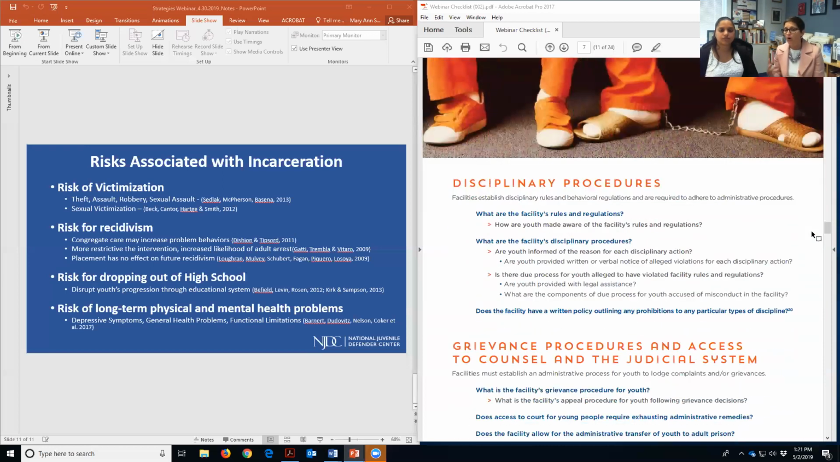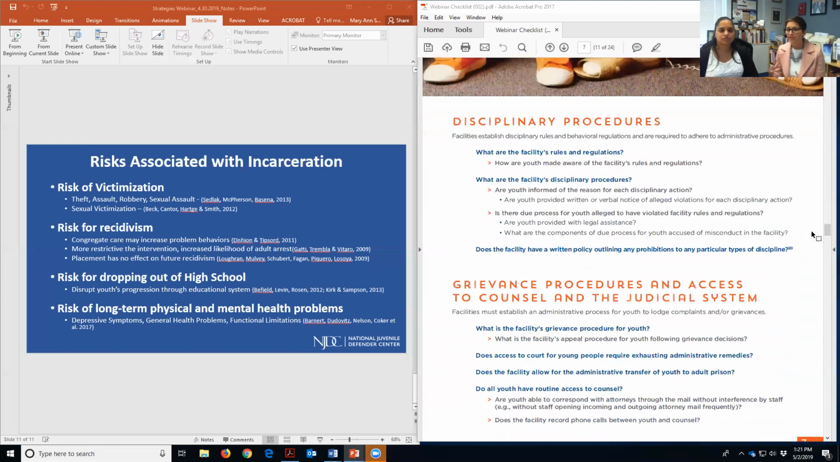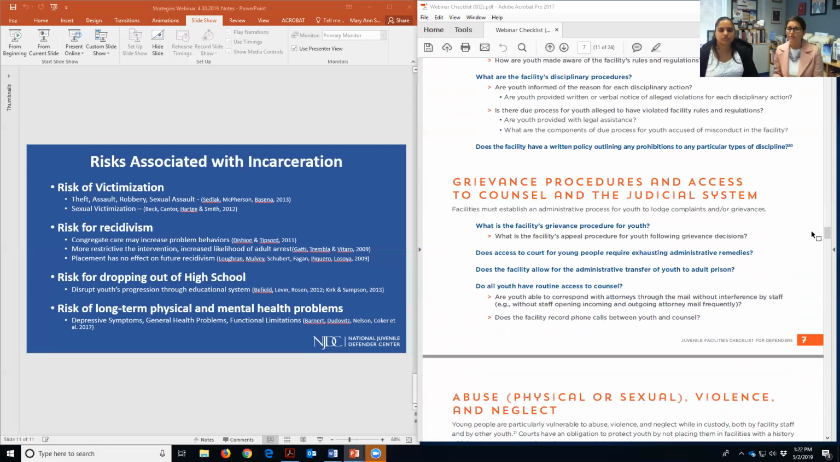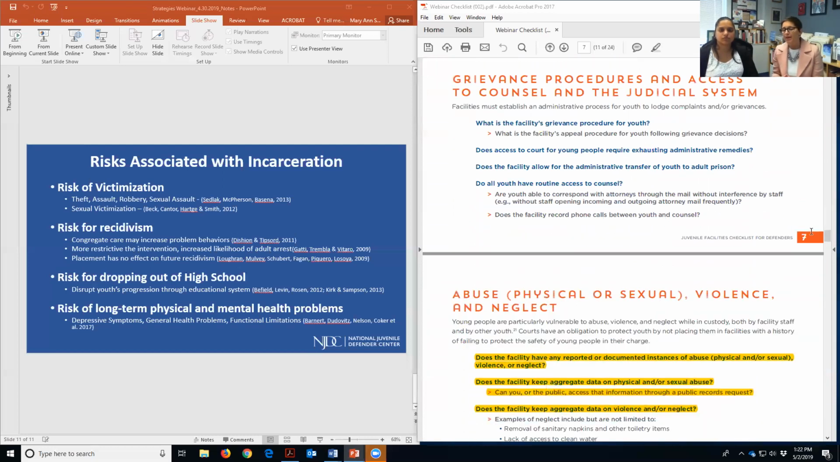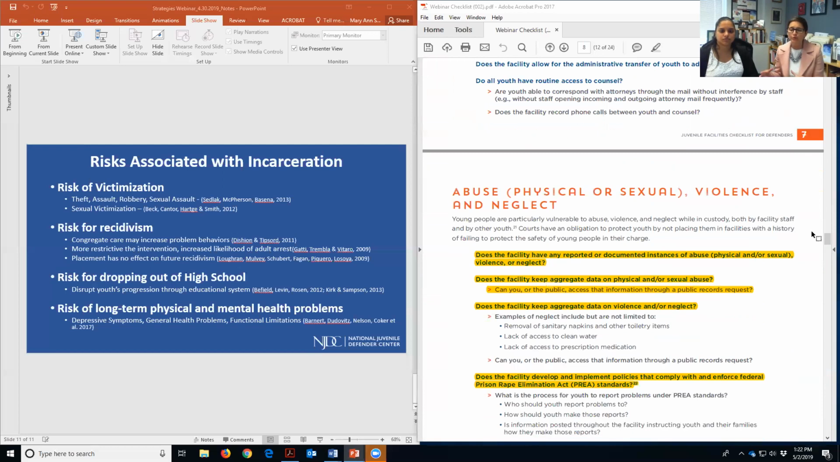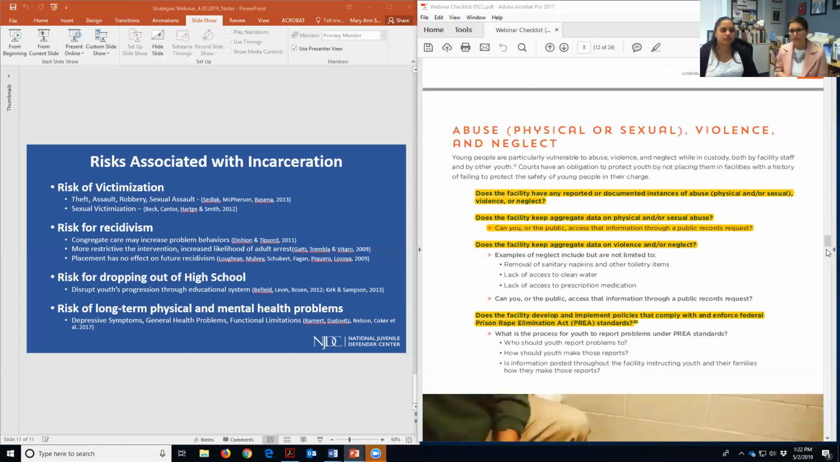So we're not talking about all of the categories of questions. You can see here we're scrolling by disciplinary procedures and grievance procedures, and we're really focusing on just a few for today. Just to direct you to the facility checklist, we want to note that it's available on our website at www.njdc.info, where you'll also find our page on bail.